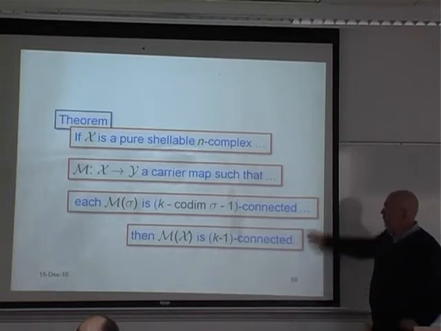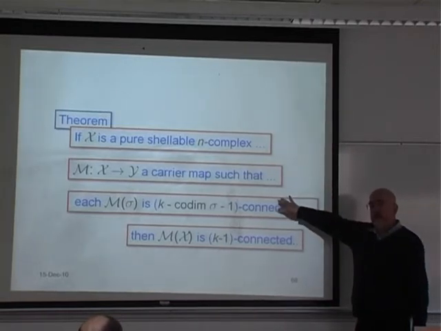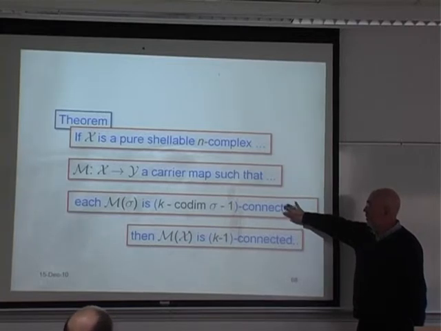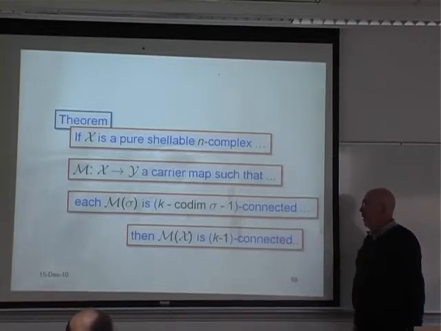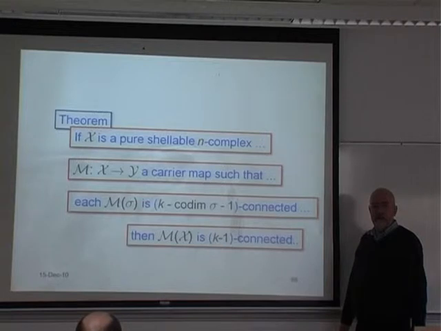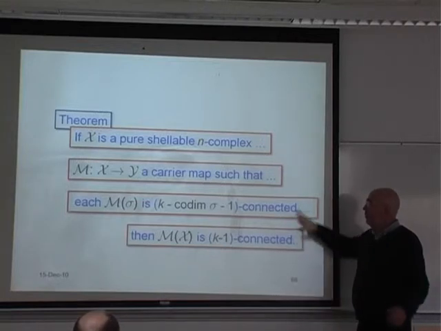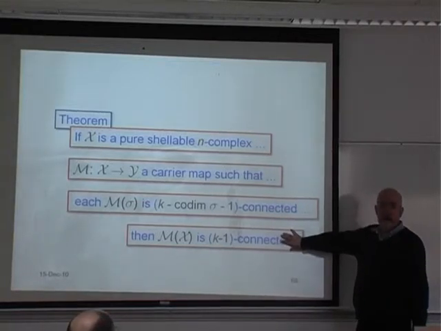Okay, then if it satisfies this nice local property, where the image of each simplex is this much connected, then the image of the entire complex is k minus 1 connected. So that says that if you run for 1 round and you have this nice local property, then you get this nice global property.